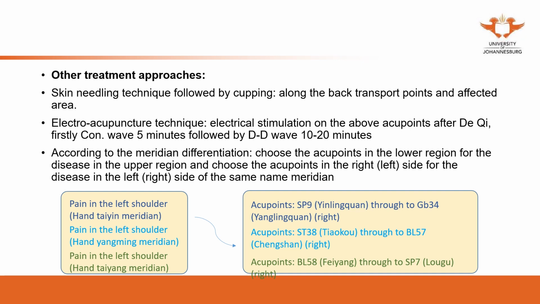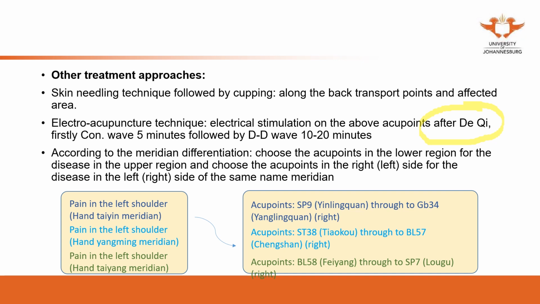Apart from the filiform needling technique, we also can use skin needling technique followed by cupping. Electrical stimulation can also be applied with the filiform needles. Firstly, you insert the needle, achieve the qi sensation, and then connect the cable. You use the electrical stimulation for 10 to 20 minutes. The qi arrival is very important. You need to insert the needle and manipulate until qi arrival, then connect the electrical stimulator.